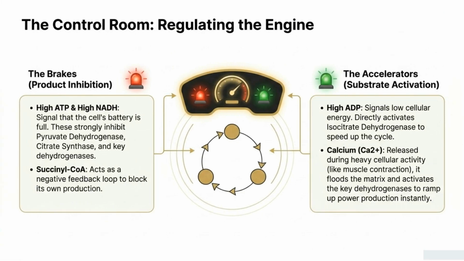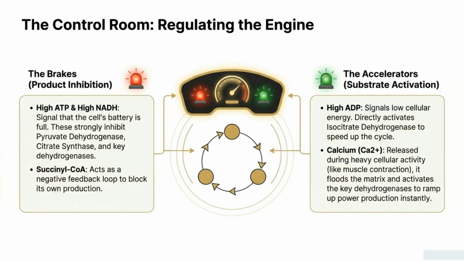Finally, let's step into the control room to see how the cell regulates this engine. To slow things down, the cell uses a process called product inhibition, which acts as the brakes. When concentrations of ATP and NADH are high, it signals that the cell's battery is completely full, strongly shutting down pyruvate dehydrogenase, citrate synthase, and key dehydrogenases. Additionally, succinyl-CoA acts as a negative feedback loop to block its own overproduction.